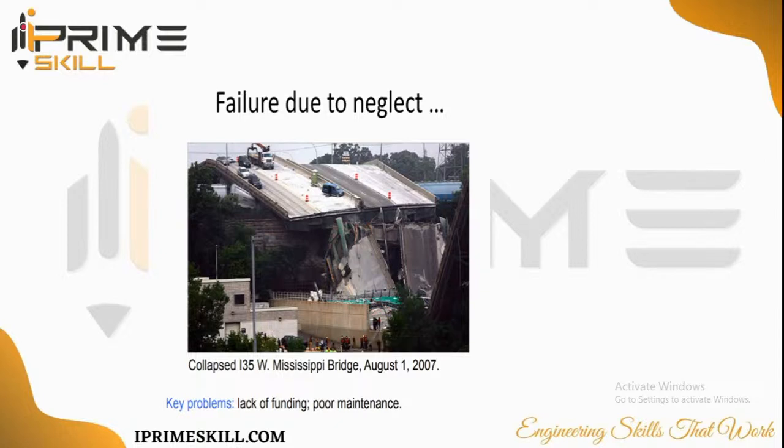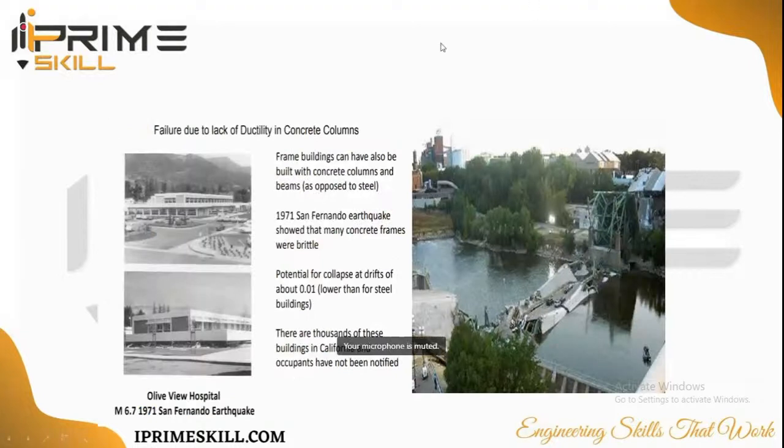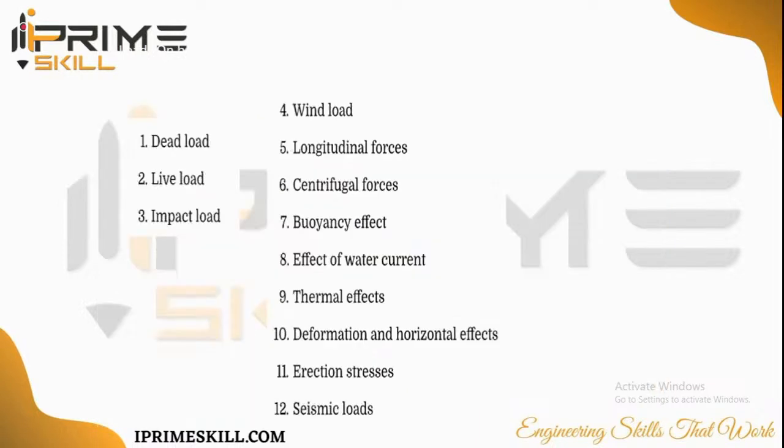Okay, so failure due to ductility in columns. Here you can see the bridge collapsed because the column was not ductile. This is due to the earthquake.